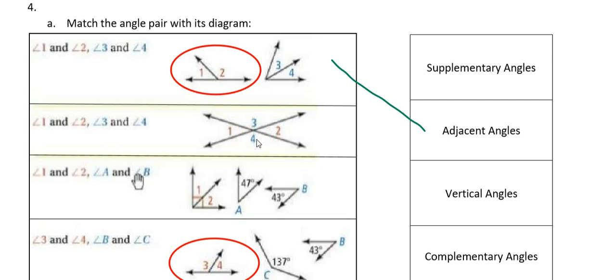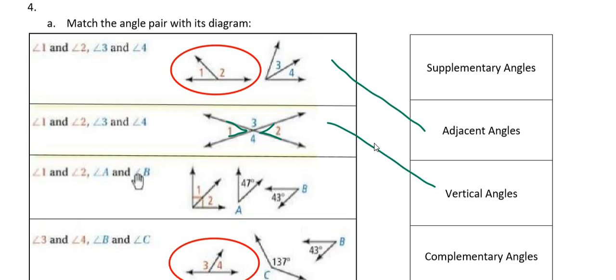The next diagram here shows the relationship between angles 1 and 2 and angles 3 and 4 on this one diagram. Angles 1 and 2 and 3 and 4 are made by intersecting lines. If we look at angles 1 and 2, they are across from each other and they point right at each other. These are vertical angles.